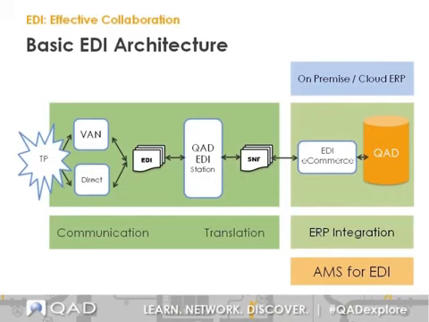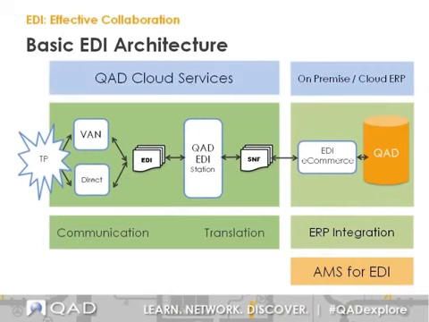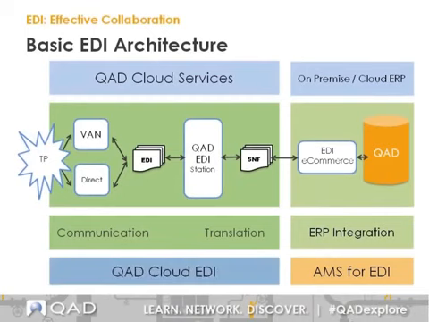EDIFACT, VDA, X12, whatever. There are literally hundreds of standards. And then convert it into the QAD format that we call SNF, which is the standard neutral file. And that translation would be the last element that we would be doing in a QAD EDI station. These two elements, the EDI communication and the EDI translation, is what we only provide as a cloud service. Okay? So that's in fact what we call the QAD Cloud EDI.